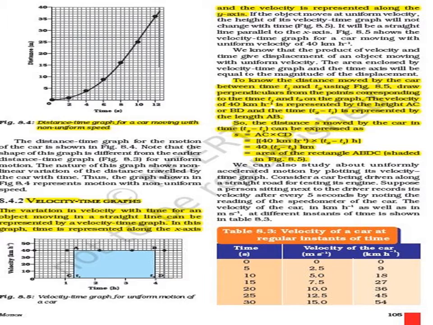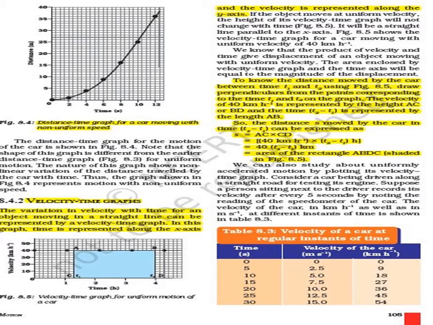Similar to the distance time graph, we will now understand the velocity time graph. Here we simply place velocity along the y-axis and time along the x-axis. So this is a graph. This graph is for uniform motion. This is our graph, this straight line.